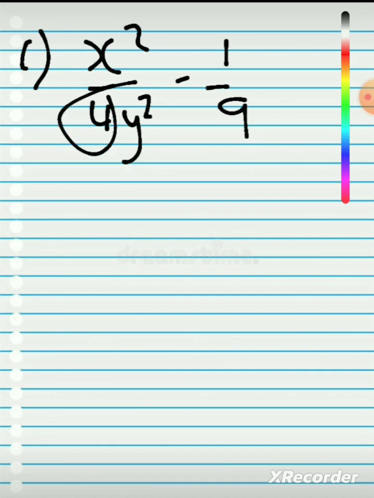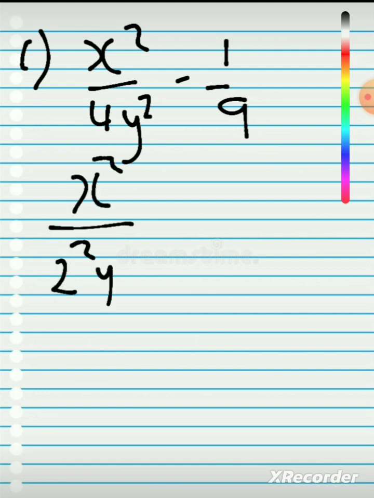We know 4, we can write it as 2 to the power 2. So meaning that on the left, we have x squared, 2 squared, y squared, right? They all have squares. Minus 1 can be written as 1 to the power 2, because 1 to the power 2 is 1. And 9 can be written as 3 to the power 2, because 3 to the power 2 is 9. So this is difference of two squares.